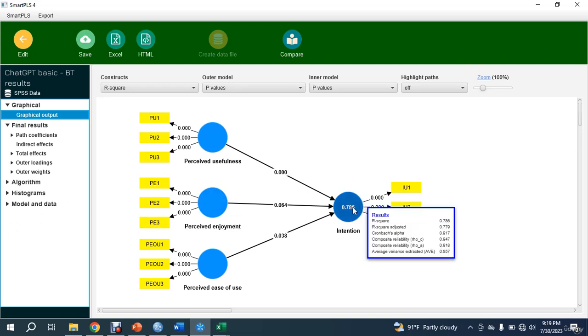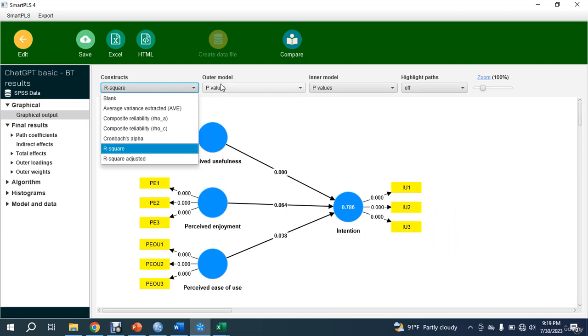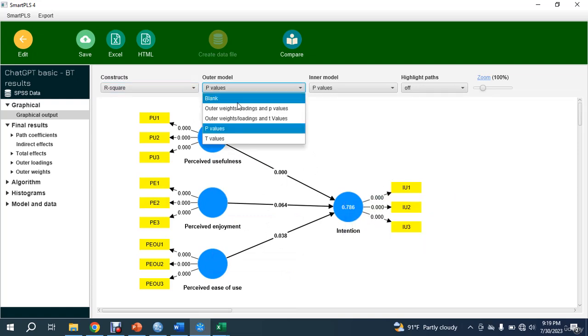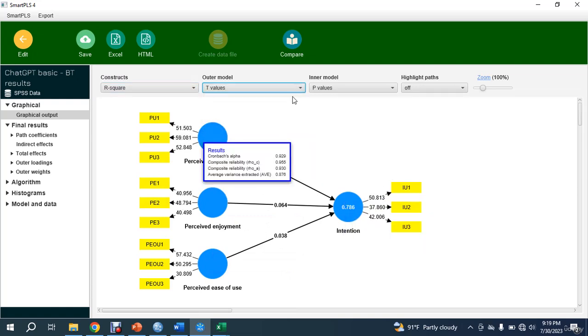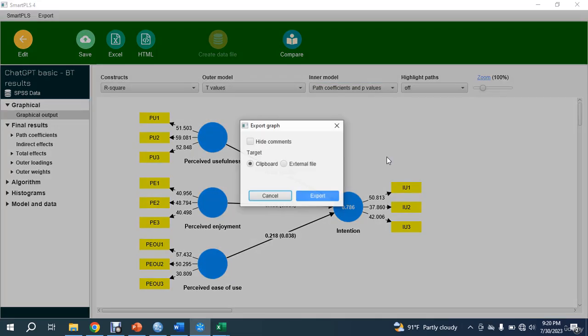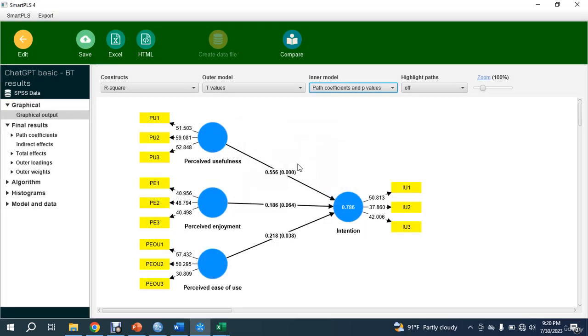Here again R square is shown because R square is selected, and the p-values are shown in the outer model, and the inner model p-value is already shown. This is the inner model and this is the outer model. You can change it from here. You can select t-value to be shown here, and in the inner model you can select path coefficient and p-value, or you can select path coefficient and t-value. No problem. Then you can right click, export as image, and you can copy this image and paste it to your result chapter.